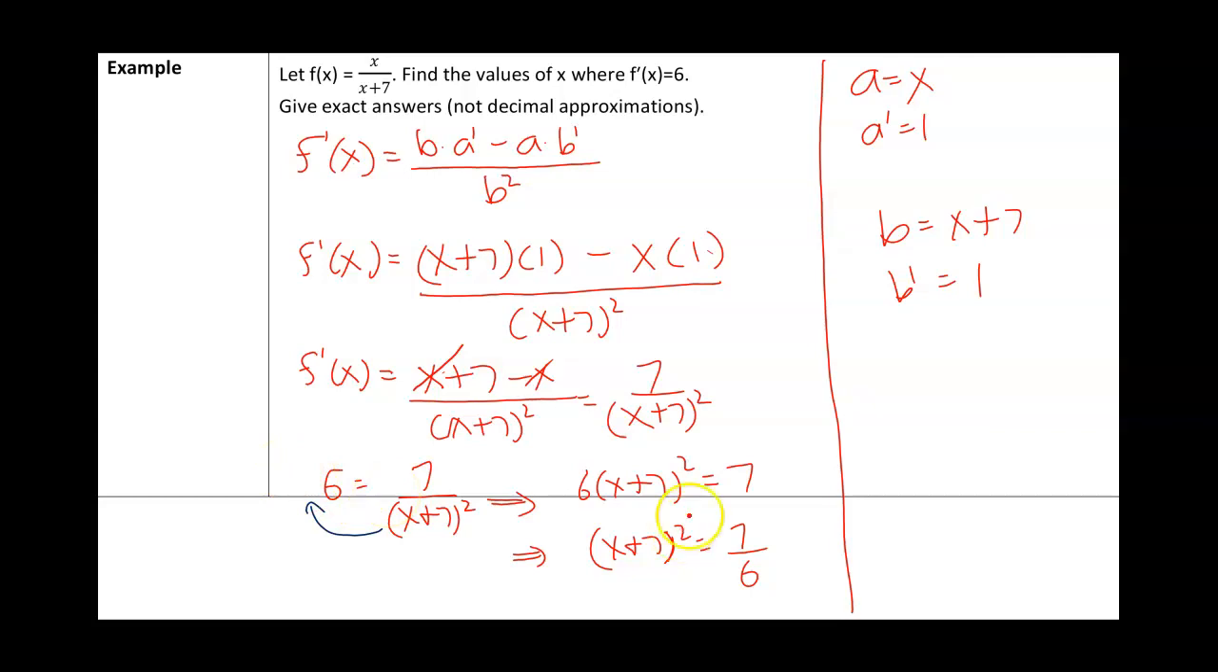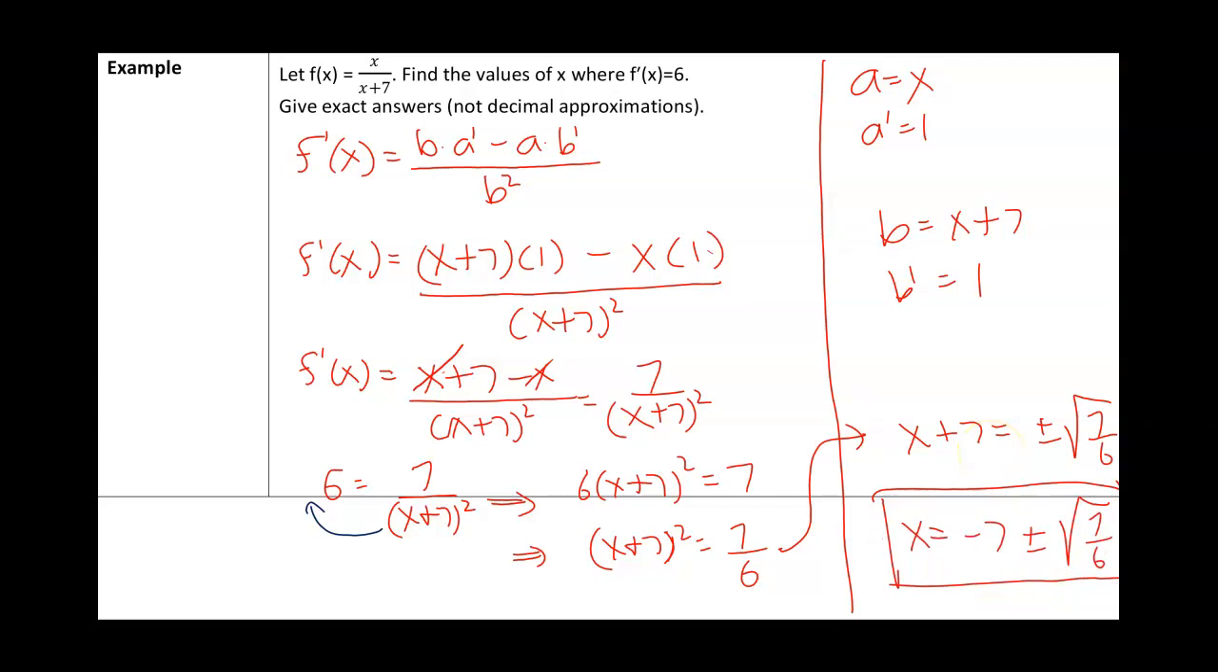To get rid of that square, we're going to square root both sides. So we get x+7 equals plus or minus radical 7 over 6. And then subtract 7 from both sides, and our answer is going to be negative 7 plus or minus radical 7 over 6.